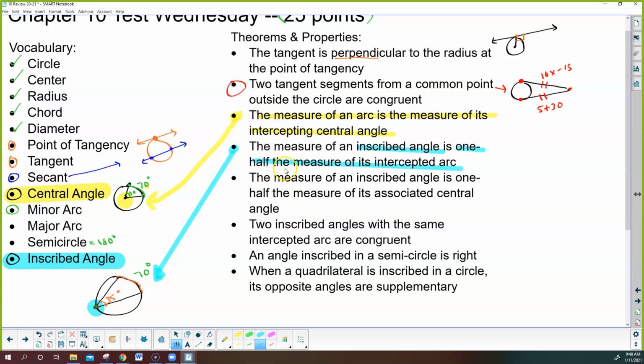And then, by association, the measure of an inscribed angle is 1/2 the measure of the central angle. I didn't draw this picture, but if I put these two pictures together, that would show this theorem. So I'll do that over here really quick.